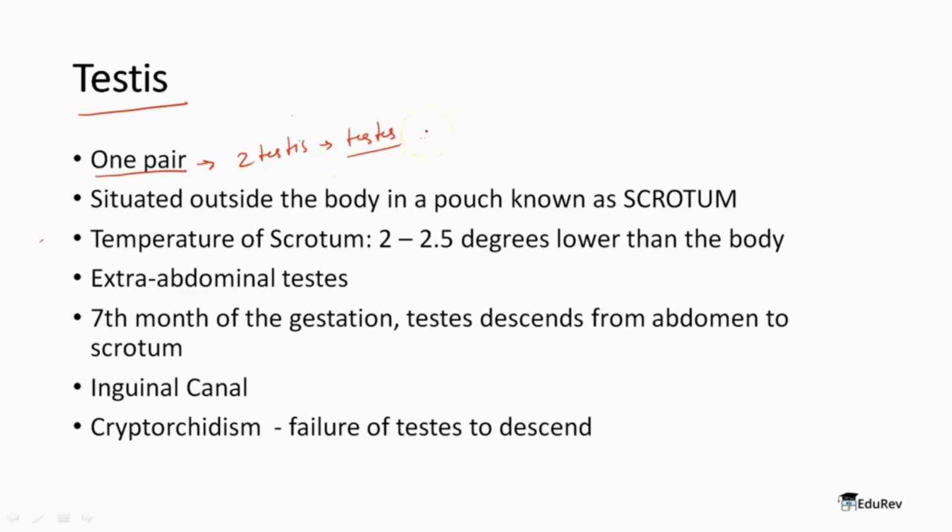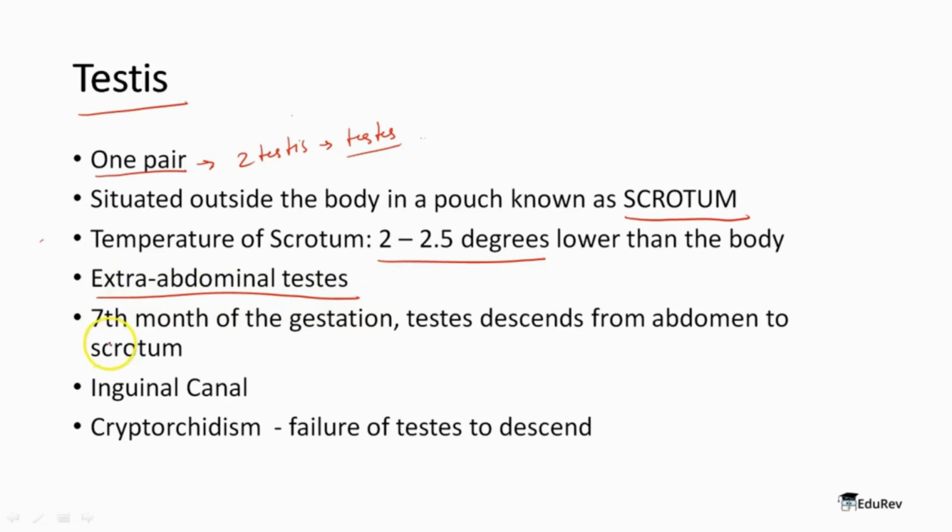And in case of human male, the testes are situated outside the body and present in a pouch-like structure known as scrotum. Okay, and the question arises why they are present outside in case of human male. The reason being the formation of sperms in testes needs temperature 2 to 2.5 degrees lower than the normal human body temperature. That's the reason the testes are present outside the body in case of human males. That's why it is known as extra-abdominal testis.